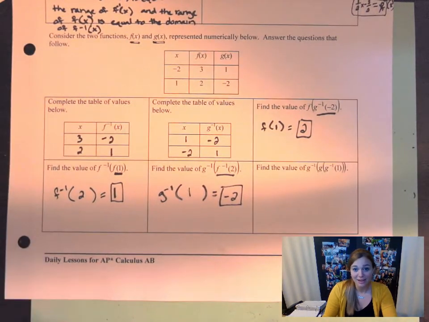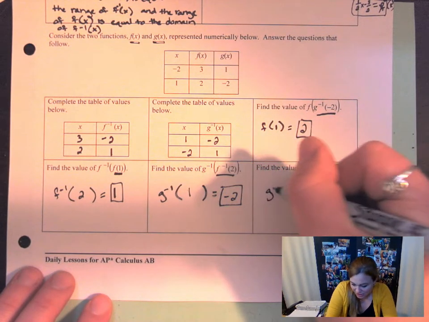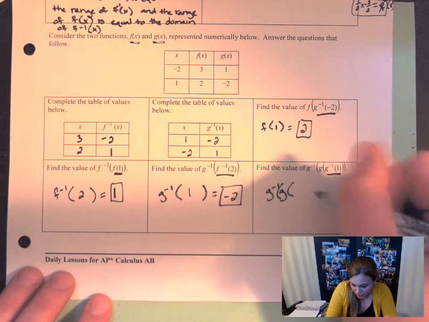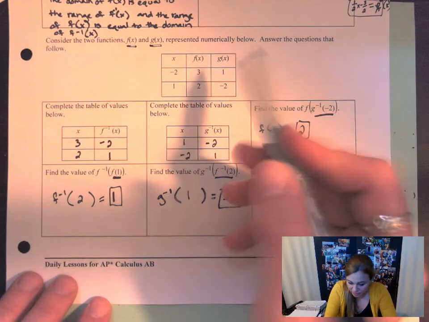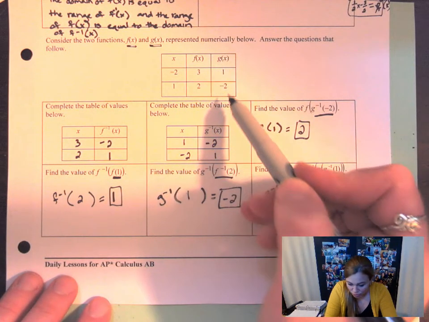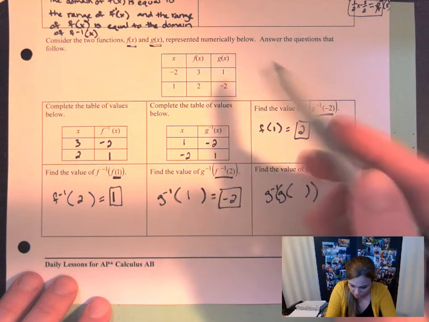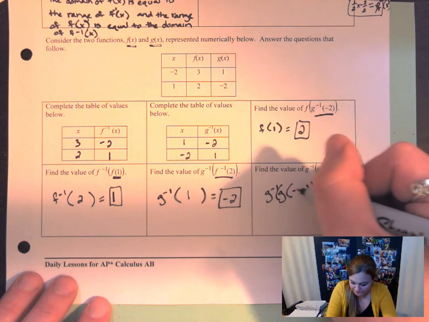Last one. This one has a function within a function within a function. We do it a couple times. So what I'm going to start is here. I'm going to say g inverse of g of whatever I get on the inside. So g inverse of 1. G inverse of 1 is going to be, this is 1, there we go, we get negative 2.